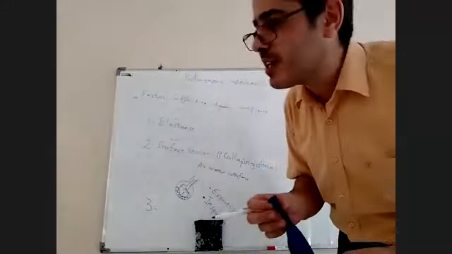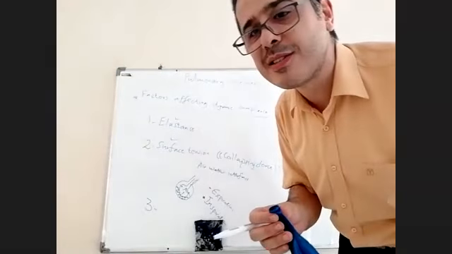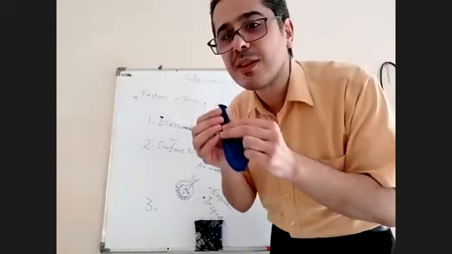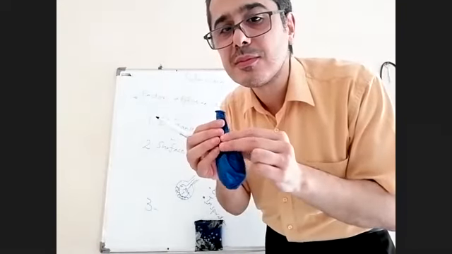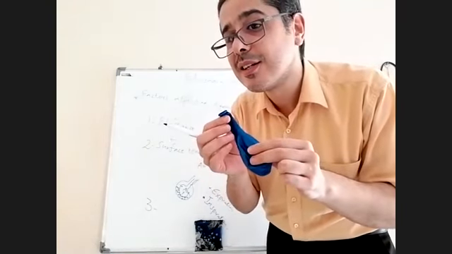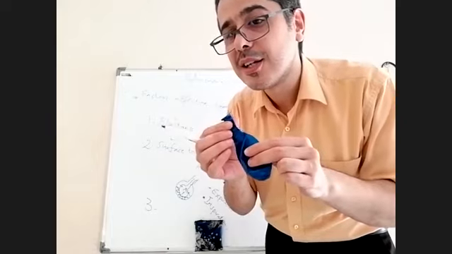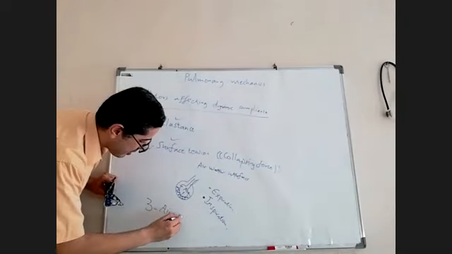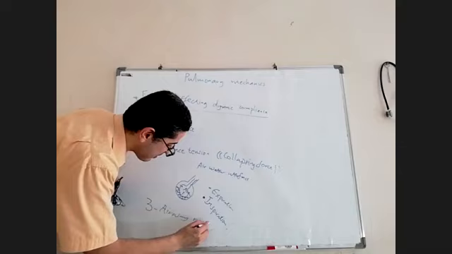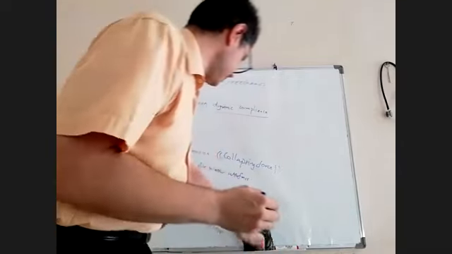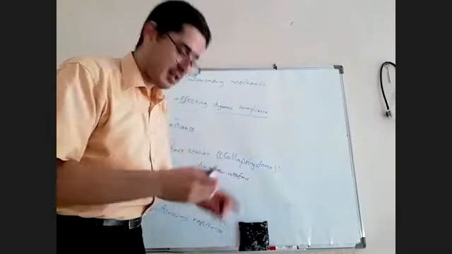Something in the airways can make it less, something in the airway against distension. Airway resistance. So these are the factors which affect the dynamic compliance.